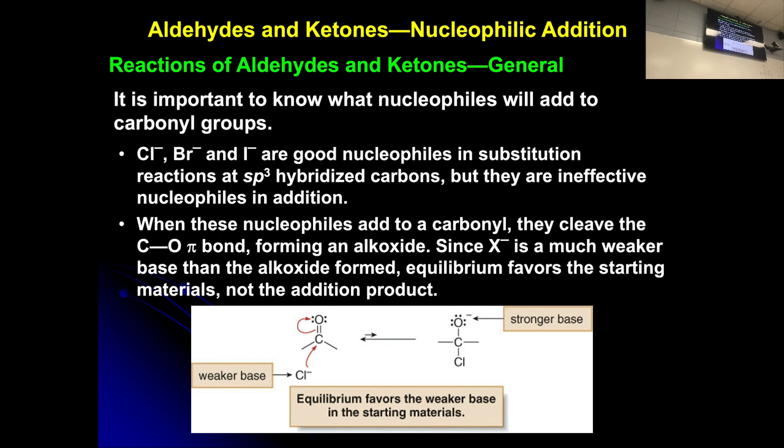What is important about the chemistry of carbonyls, if you think about the C double bond O, there are two types of bonds there. What types of bonds are they?